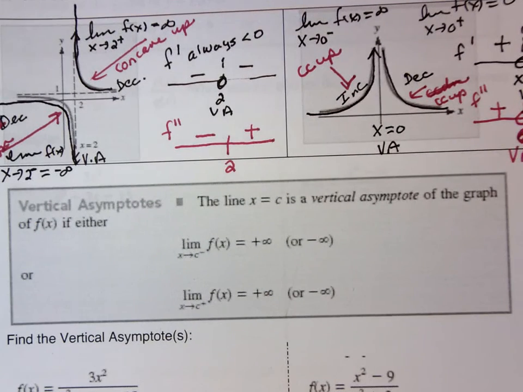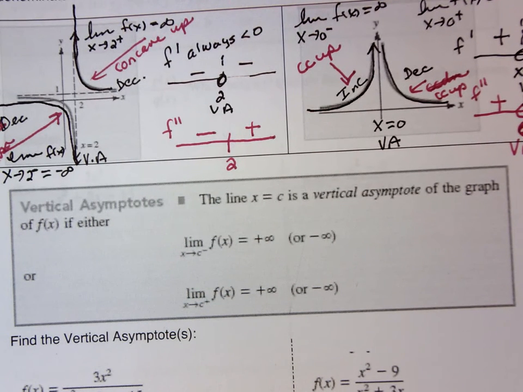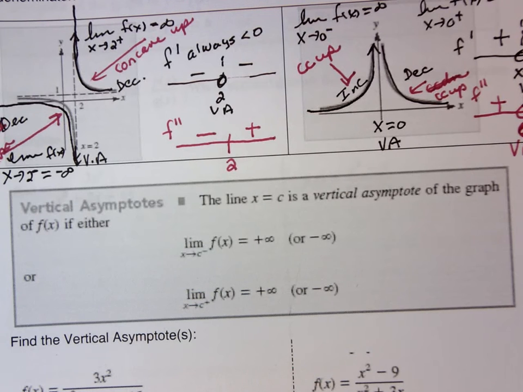Pulling the picture away, we have the calculus definition of a vertical asymptote. The line x equals c is a vertical asymptote of the graph of f of x if either the limit as x approaches c from the left of f of x is infinity or negative infinity, and the limit as x approaches c, that's a numerical value, from the right of f of x is either plus or minus infinity. That's how you know you have a VA.